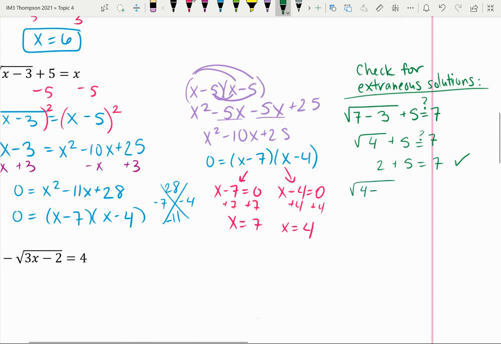So same process. I'm just doing a quick plug-in. Some of these are fairly benign. You might be able to do it on your phone. Square roots and stuff, you might want to write it down on paper, really follow your work.